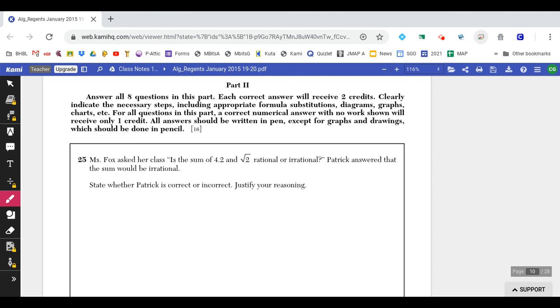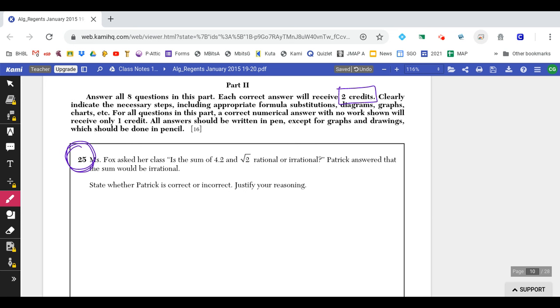Today, we're going to talk about our January 2015 Regents that I assigned you for homework last week. And I'm going to start by going over question 25 in our open-ended questions. So remember that these are 2-point questions for the Regents. And if we can nail an awful lot of our 2-point questions, this Regents is going to be a breeze.